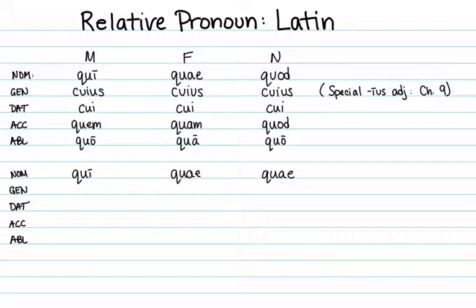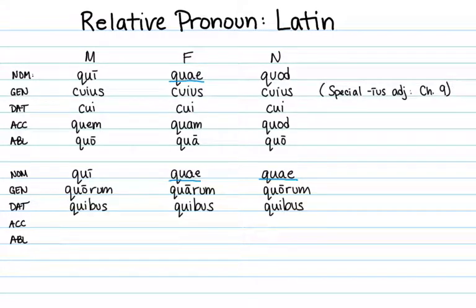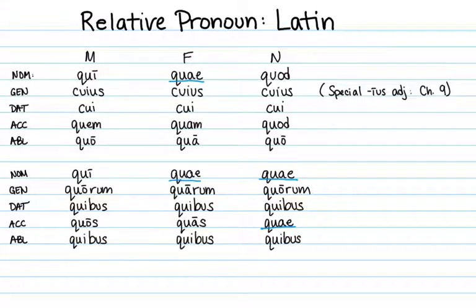Nominative plural qui, quae, quae. Take a moment here to notice that the form quae is going to show up in several places, both feminine singular and plural nominative, and then neuter nominative plural. Genitive quorum, quarum, quorum. Dative quibus, quibus, quibus. Accusative quos, quas, quae. There's our last form of quae, so quae shows up in 4 places. 2 of them are feminine and 2 of them are neuter. And then ablative quibus, quibus, quibus.